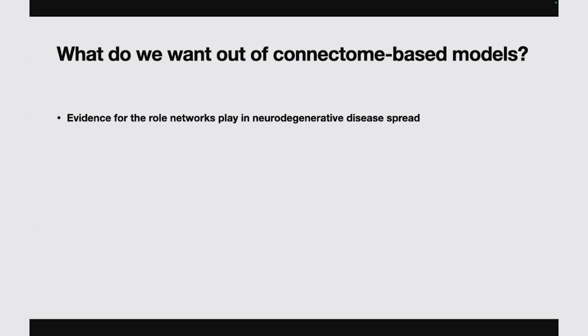All right, so what can we get out of these connectome-based models? They were originally designed to test the tau spread hypothesis. I think they've done quite a good job at doing that. But I also think that we can get a lot more out of them.